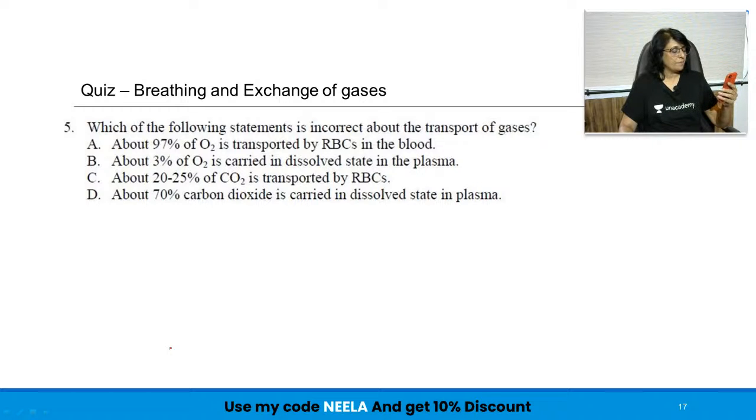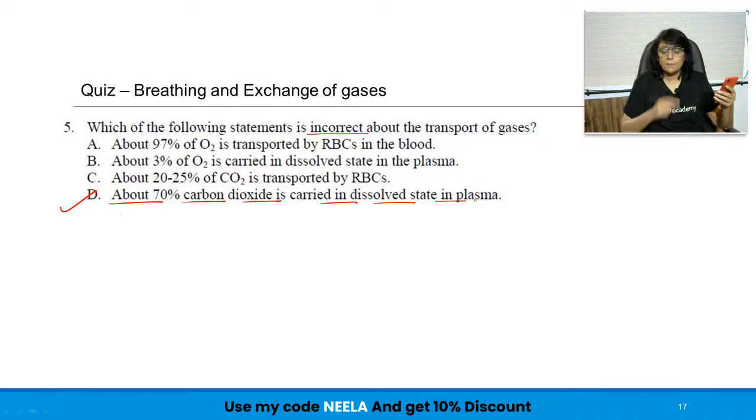Ayush, Reena, Anju, Kavipriya, Zara, they are saying it is D. What about others? Darshani is also saying D. Okay, so all of you have given the answer as D, which is the correct answer. Now, what is incorrect about this D statement? About 70% carbon dioxide is carried in dissolved state in plasma.